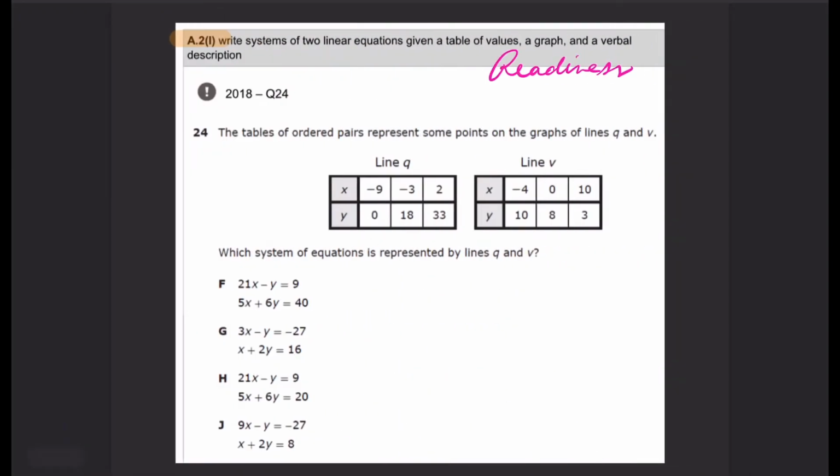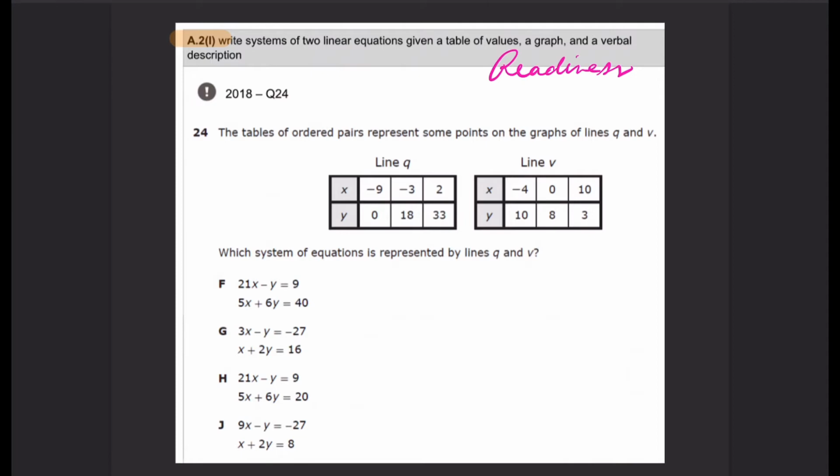These next 2 questions cover TEK 8.2i. If we look at this question, the tables of ordered pairs represent some points on the graphs of lines Q and V. So here's line Q, line V. Which system of equations is represented by the lines Q and V? Notice that these equations are in standard form. It's not that it's harder, but it's going to take you more work, more steps.